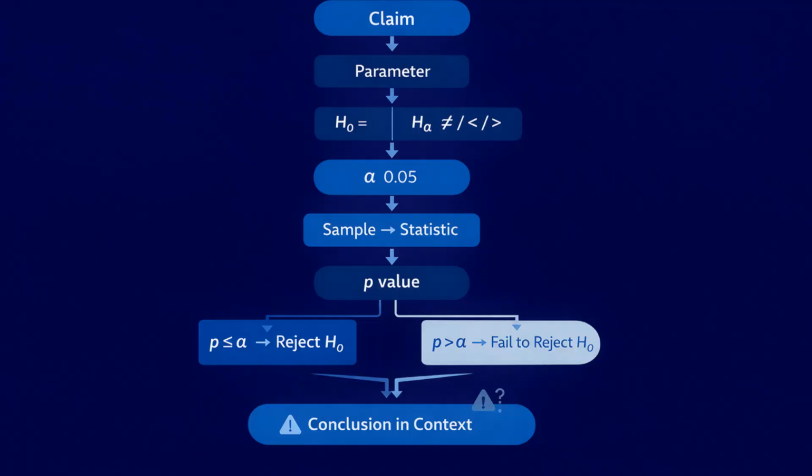The full hypothesis testing process follows a clear structure. Start with a claim about a population. Identify the population parameter. Write the null hypothesis as an equality statement. Write the alternative hypothesis based on the direction of the claim. Choose a significance level. Collect a sample and compute a sample statistic. Use the p-value to make a decision. Write a conclusion in context, stating whether there is sufficient evidence to support the alternative hypothesis.